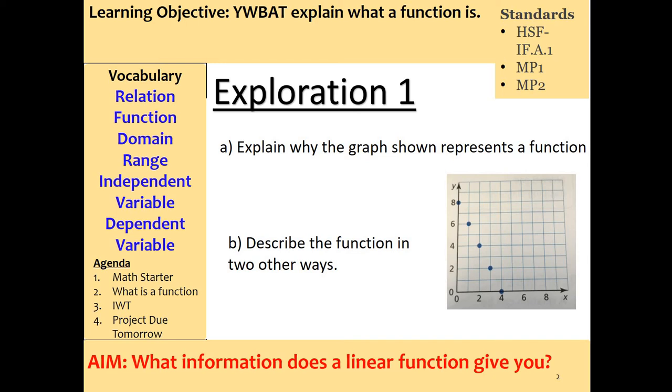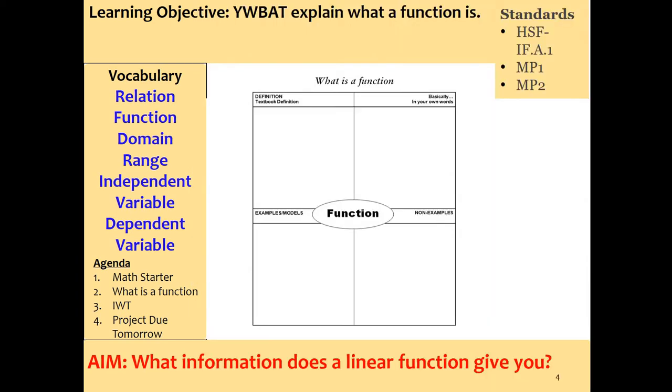All right, let's talk about some things first. A function is a type of relation. So if we look at the vocabulary for today, we're going to go over relation, function, domain, range, independent variable, and dependent variable. Why is this graph a function? Because of the definition of a function, so let's go to the definition.